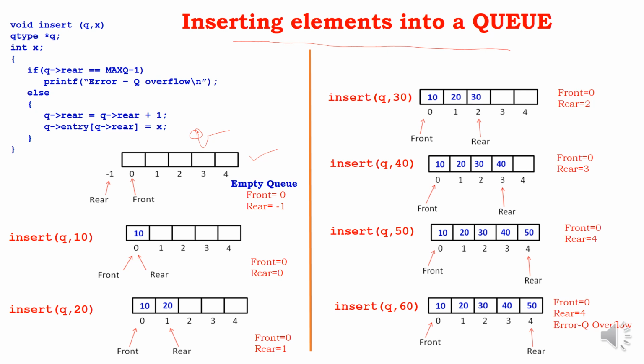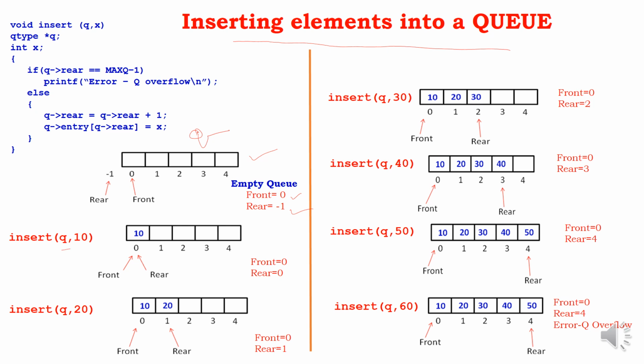Initially it is empty. Empty means front is 0, rear is minus 1. The array does not contain any values. The array can store 5 elements. And front is 0, rear is minus 1 is the empty condition. There are no elements in the array. Then try to insert an element.